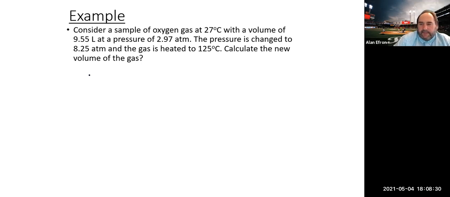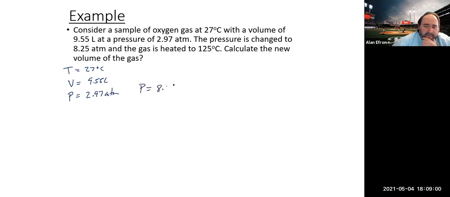Okay, so let's take a look here and see how we're doing. If you're not sure where to start or what gas law to use, even though you probably have a good idea in this case, we pull out the information. We have a temperature that's 27 degrees Celsius. We have a volume that is 9.55 liters. We also have a pressure that is 2.97 atmospheres. We changed the pressure to 8.25 atmospheres. Pressure goes up. Volume is what we're looking for, and we have another temperature that is 125 degrees Celsius.